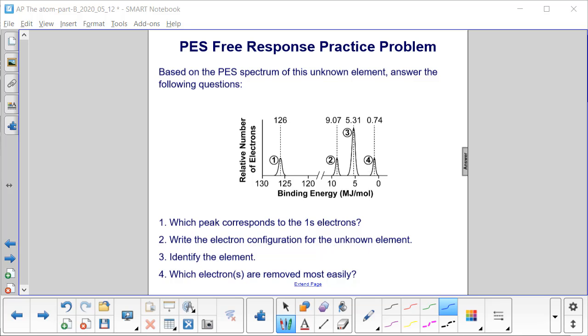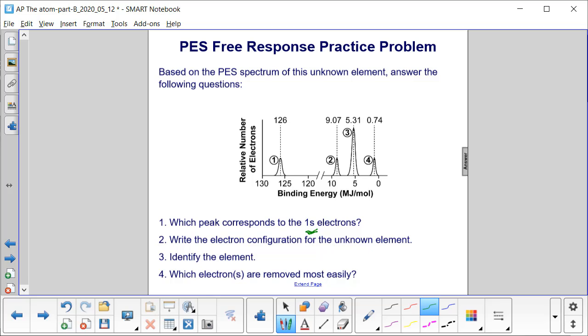And we have these numbers 1, 2, 3, 4. They don't show the number of electrons. They show just the number of the peak. Okay, we're going to have to do some work to interpret how many electrons we think there are in relative size. So number 1, which peak corresponds to the 1s electrons?